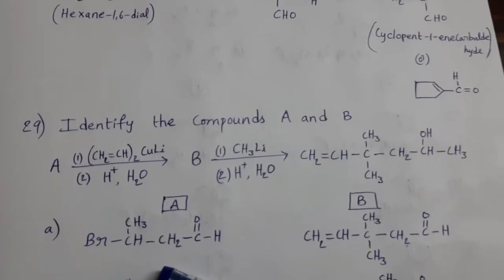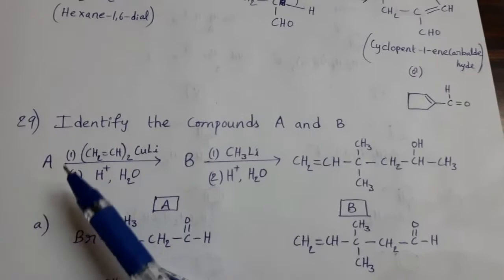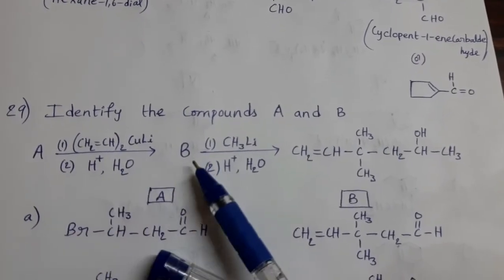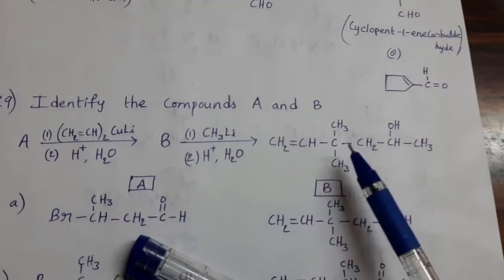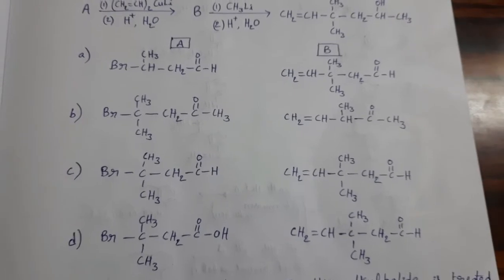Next, identify the compounds A and B. So A compound treated with this reagent, we can get B, treated with this reagent, we can get this product. This A, B we should identify. So these are the four options for this.